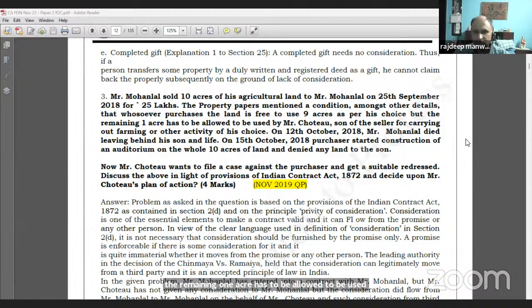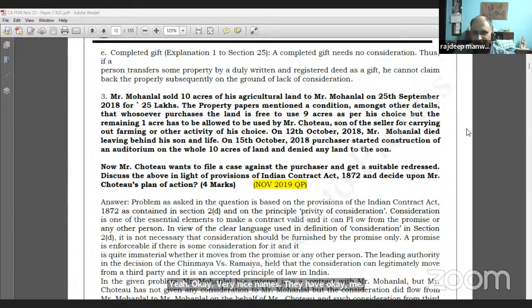Chotu? Not Chotu, Choteau, sir. This is Chotelal something, sir. Chotayu. This is the brother of the Jatayu, I think. Whatever. Very nice names they have. Okay.